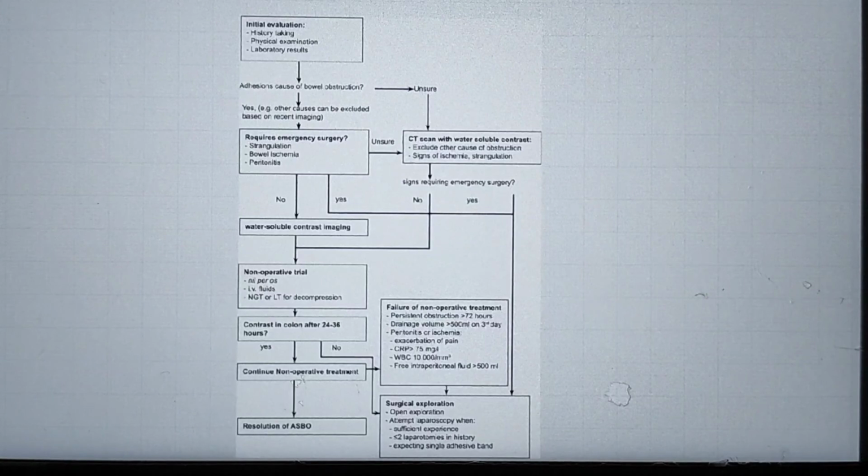Okay, so this flowchart basically summarizes the management of patient with intestinal obstruction from the first approach and from the first encounter until we manage the patient.